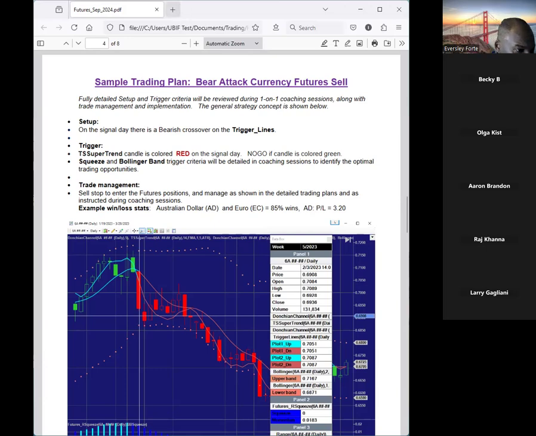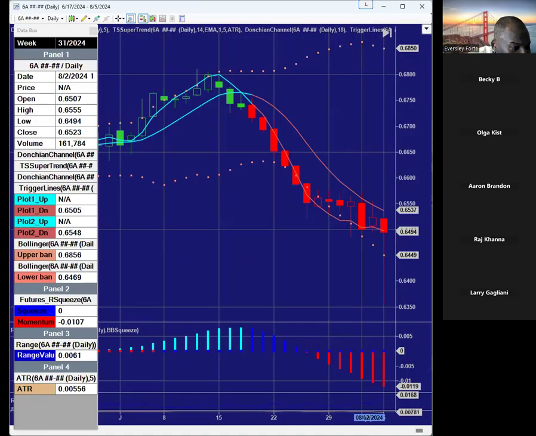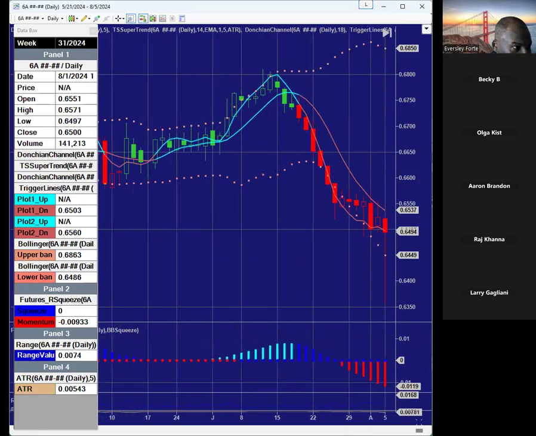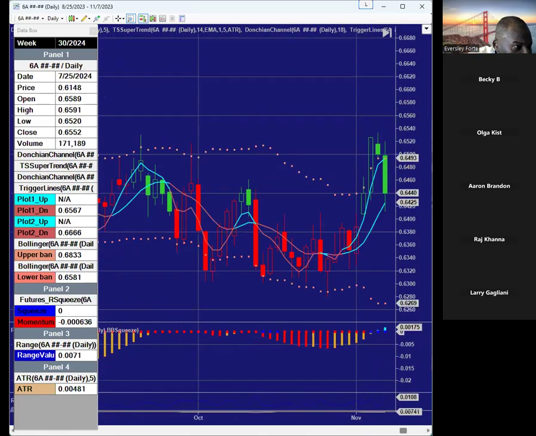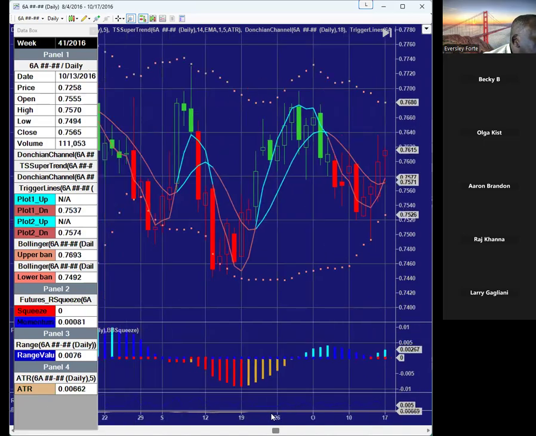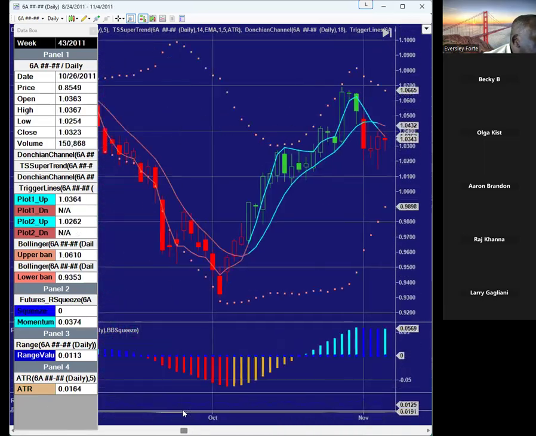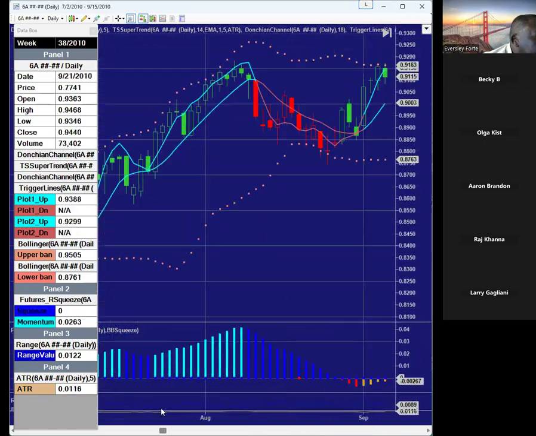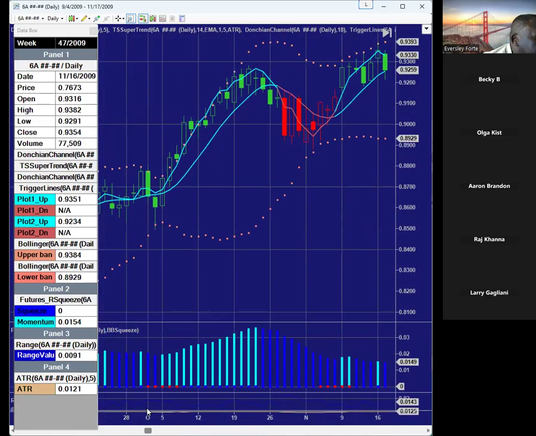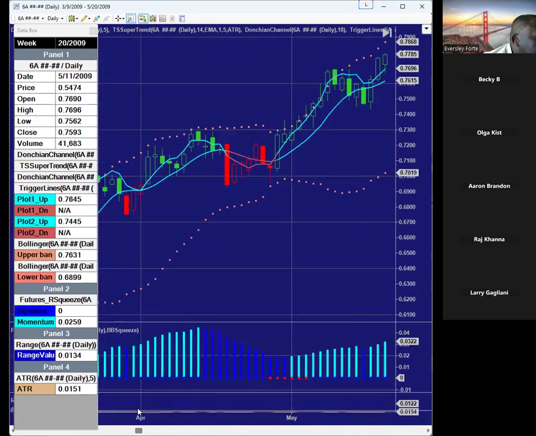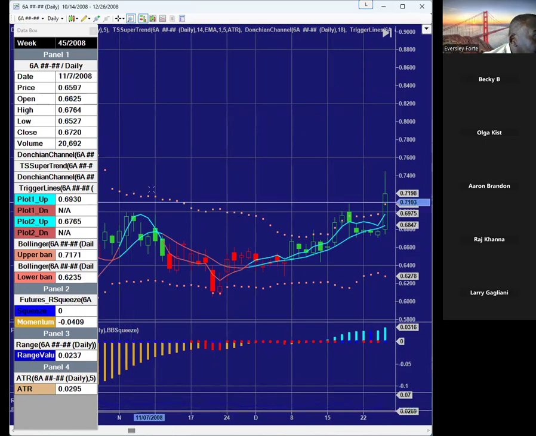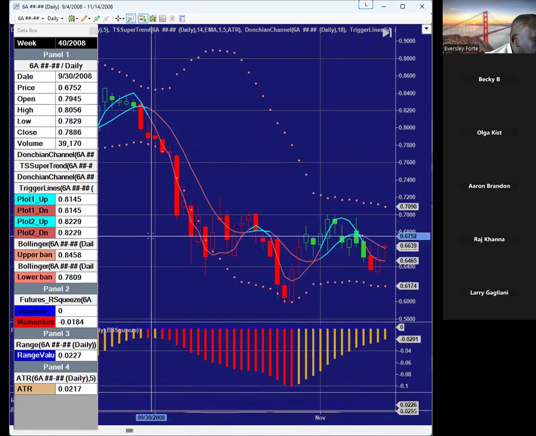And then 6A, this was actually an Aussie dollar. Let's see, 2008. I'll show you the chart that changed us. After we lost so much money, it was like, what were we thinking? Because we all knew better.